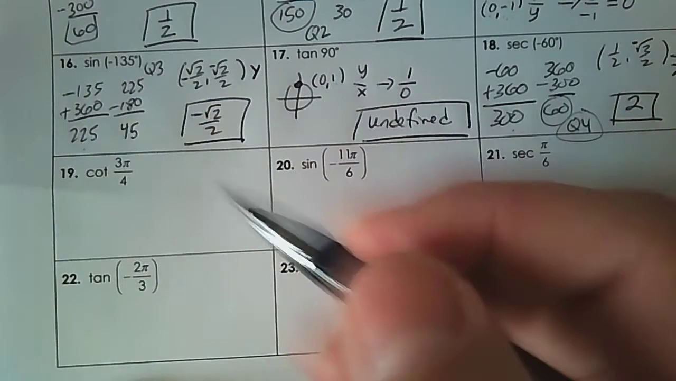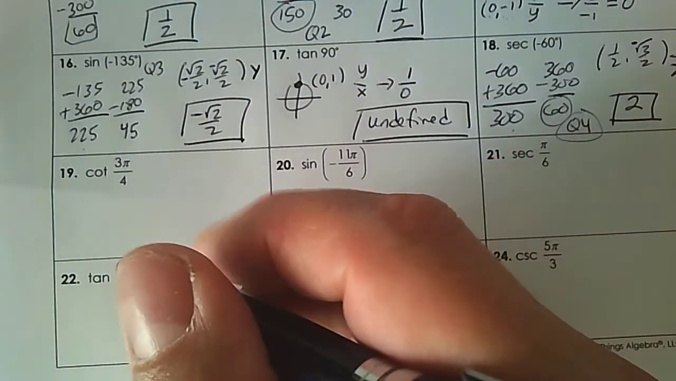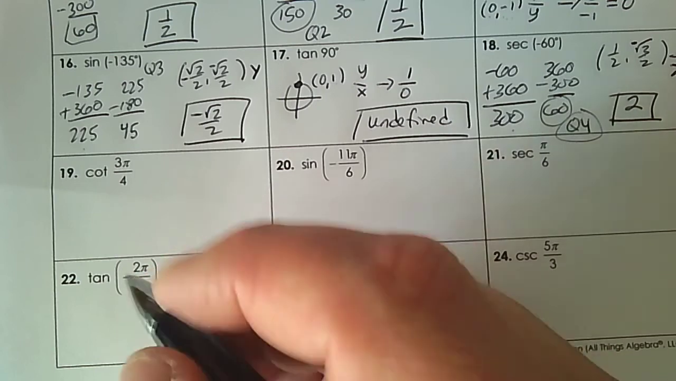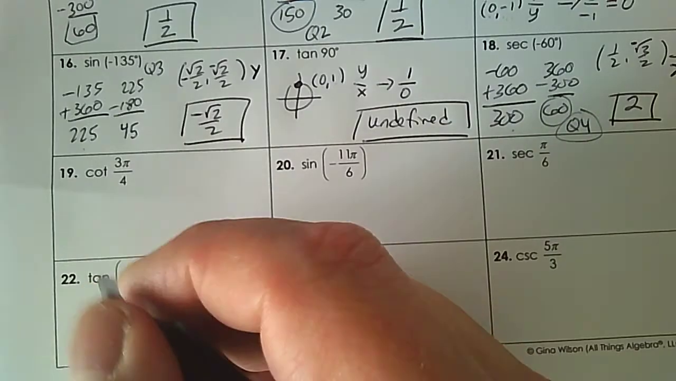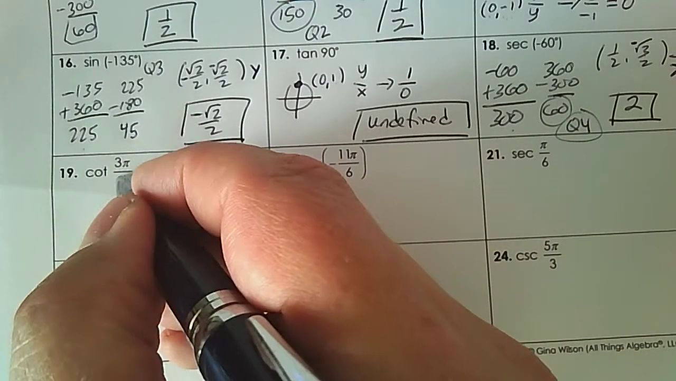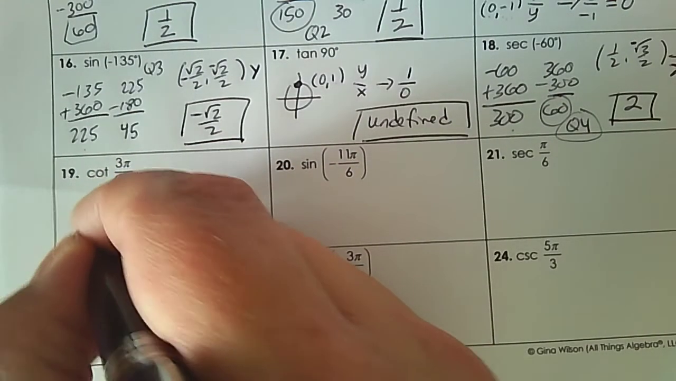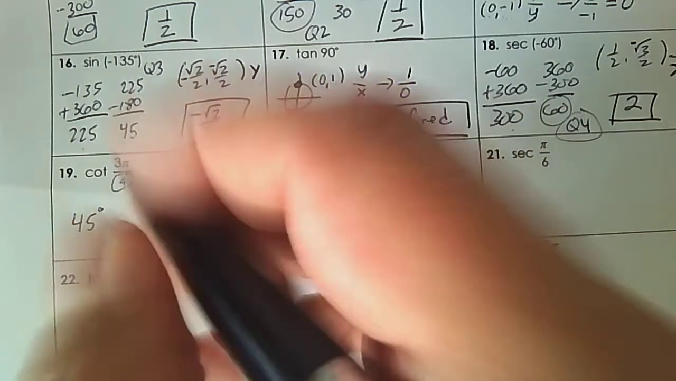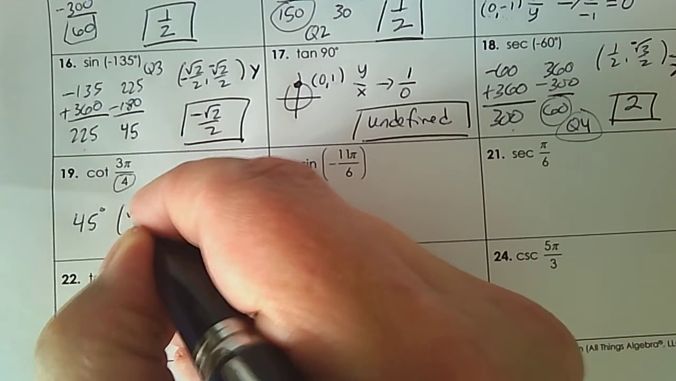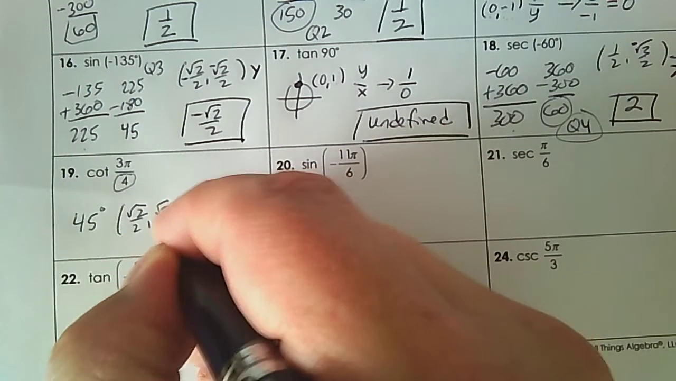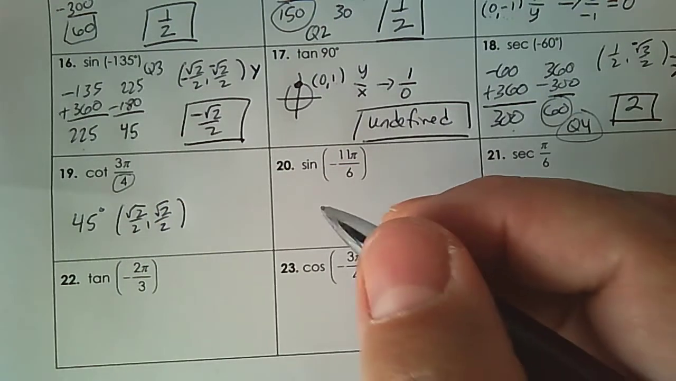19. 3 pi over 4. How would I understand the point on the unit circle that goes with that? So I'm not going to convert it to degrees. When it's in radians, I look at the denominator. The denominator tells me the reference angle. So a denominator of 4 tells me the reference angle is 45. And I already know the point on the unit circle that goes with 45, which is root 2 over 2 and root 2 over 2.